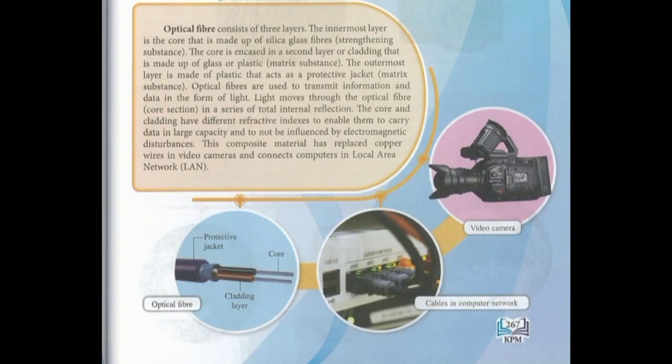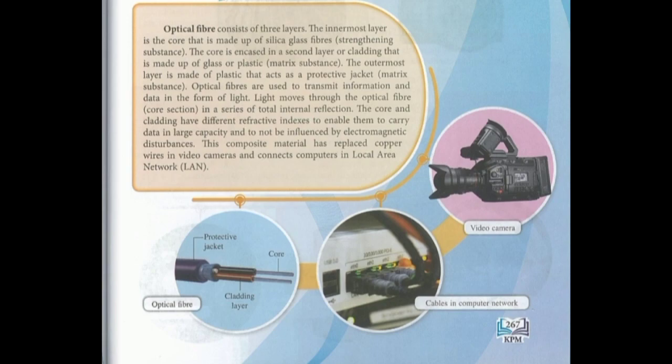Another example is optical fiber, which consists of 3 layers. The innermost layer is a core that is made up of silica glass fibers as the strengthening substance, and the core is encased in a second layer or cladding that is made up of glass or plastic as the matrix substance. The outermost layer is made up of plastic and acts as the protective jacket as the matrix substance.